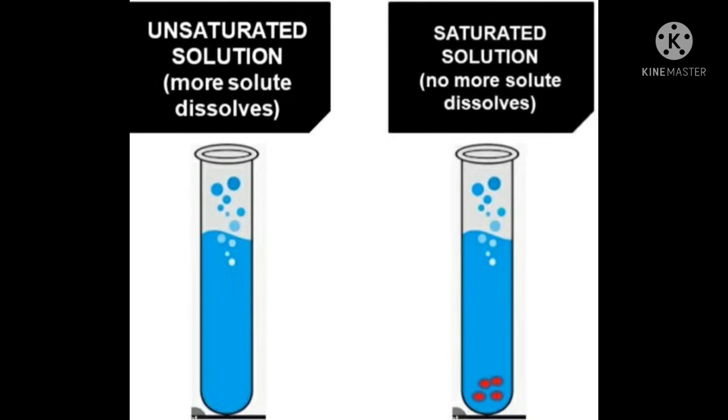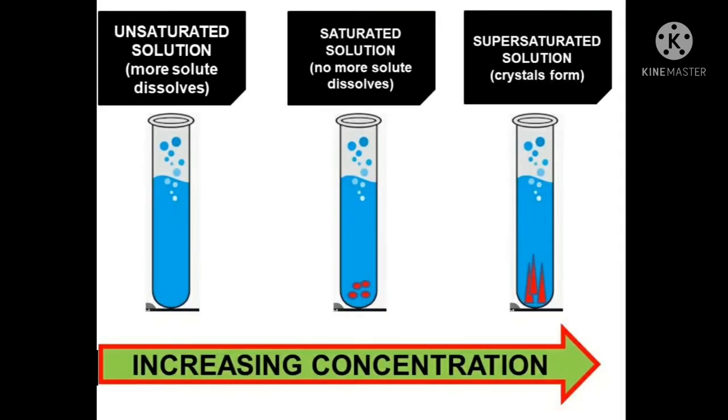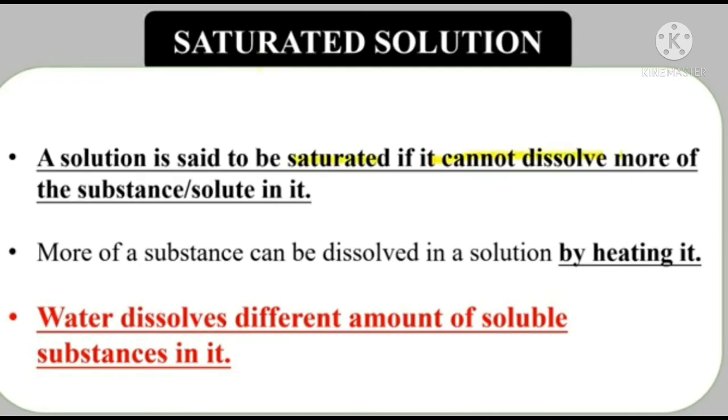If we heat this solution, we can increase the amount of solid substance dissolving in this water, or we can say that by heating we can increase the concentration or the solubility of the substance. To conclude, or we can summarize, a solution is said to be saturated if it cannot dissolve more of the substance or solute in it. More of a substance can be dissolved in a solution by heating it. Water dissolves different amounts of soluble substances in it.